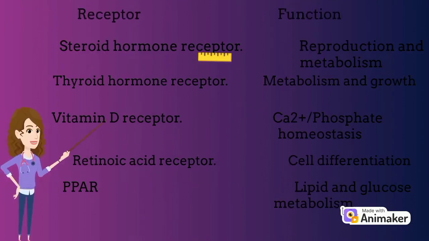Steroid hormone receptors essentially regulate reproduction and metabolism. Thyroid hormone receptor regulates metabolism and growth. Vitamin D receptor regulates calcium and phosphate homeostasis. Retinoic acid receptor regulates cell differentiation, and finally the PPAR receptor regulates lipid and glucose metabolism.